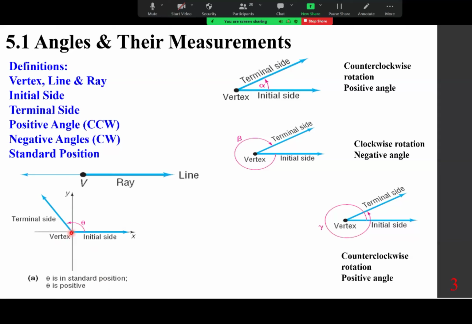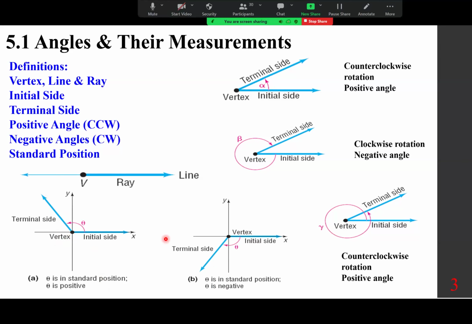Here's the vertex where the two rays come together, the rays being the initial side and the terminal side. This one is also in standard position, but it's a negative angle because it's going clockwise. The rotation is clockwise. So in standard position, the initial side is along the positive side of the x-axis.